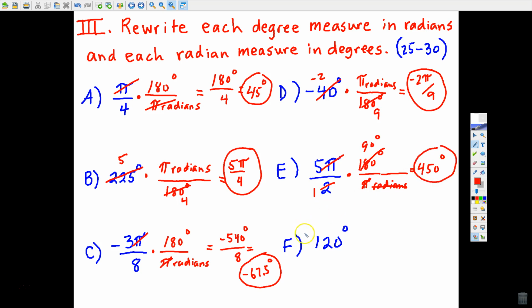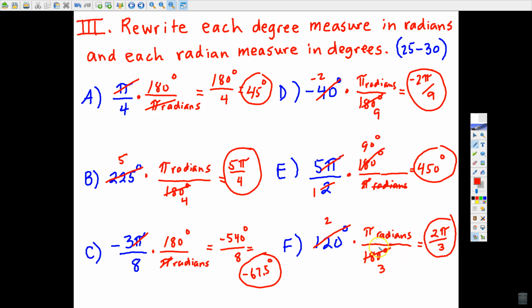Okay, and one more, and we're converting degrees to radians, so once again, make sure that degrees are opposite diagonally from each other. And so we'll put pi radians as the numerator. And it's always helpful to cancel if you can. 60 degrees goes into both of these. 60 degrees goes into 120 degrees twice. 60 degrees here would go 3 times, and that's not too bad. We have 2 pi over 3.